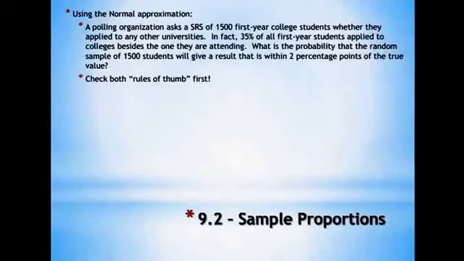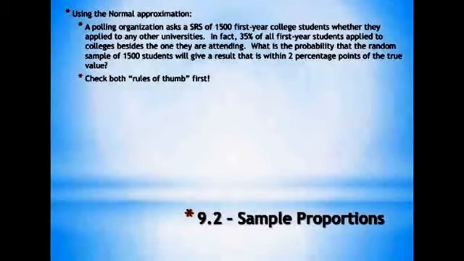So using the normal approximation, a polling organization asks an SRS of 1,500 first-year college students whether they applied to any other universities. In fact, 35% of all first-year students applied to colleges besides the one they are attending. So 35% here represents our population, so we're going to say that p is 0.35.